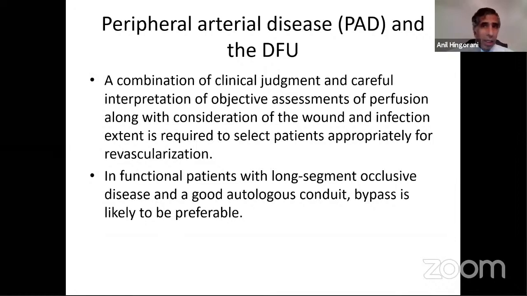Now, is that going to change, or are we going to get more data when we have the best CLA data? Possibly, but based upon the best randomized prospective data that we have right now, if you have a patient who has a longevity greater than 2 years, a good conduit, who's functional, with long segment occlusive disease, I do think that a bypass has the best outcomes. And I would actually suggest there may be a benefit in terms of cost also for certain patients, especially with redo interventions with costly endovascular procedures.